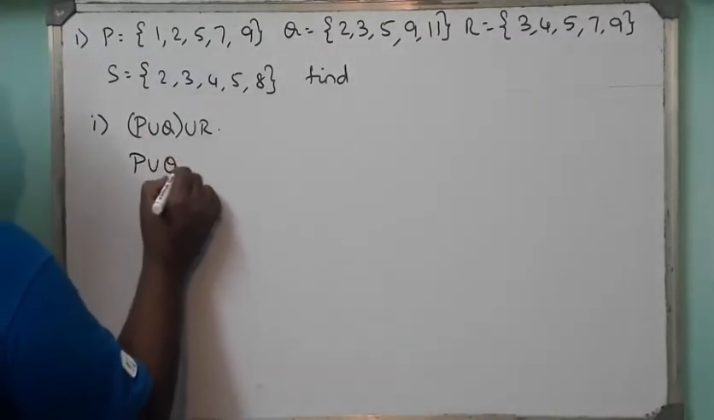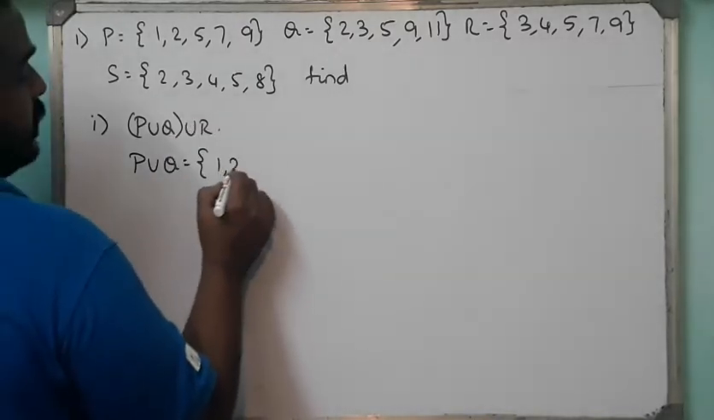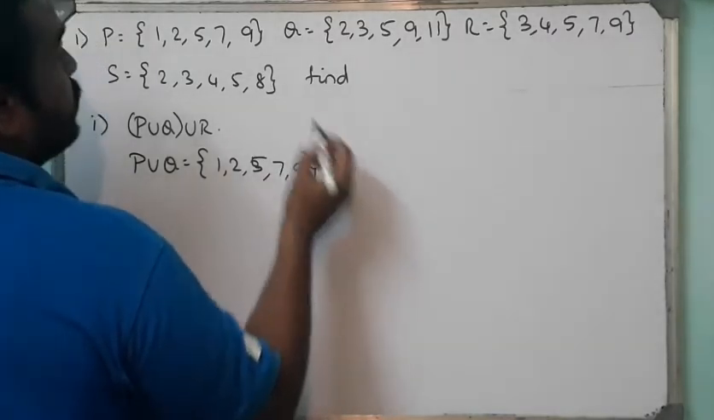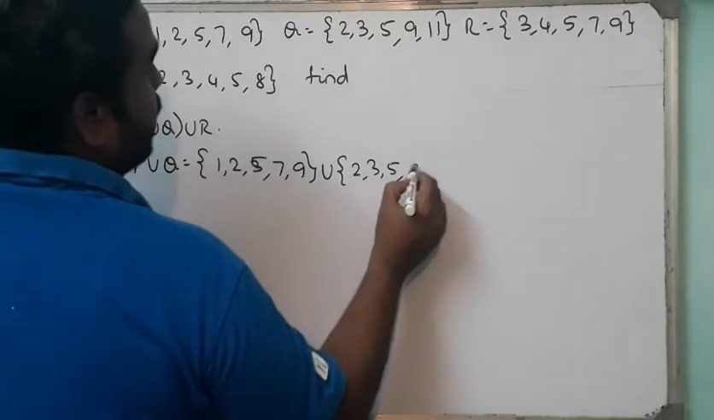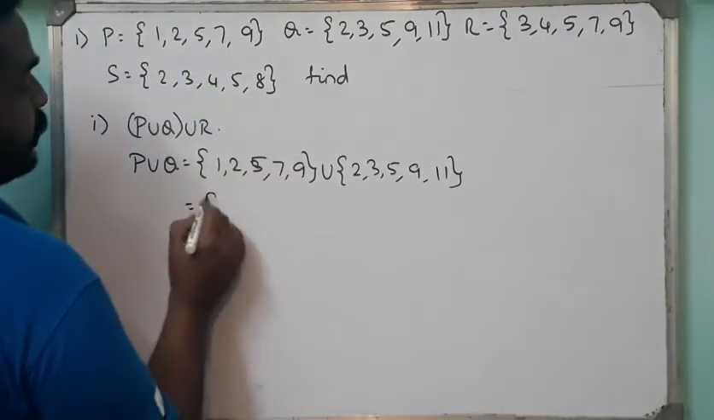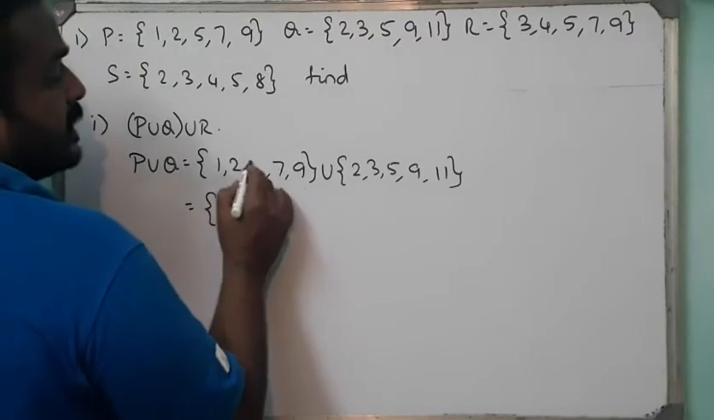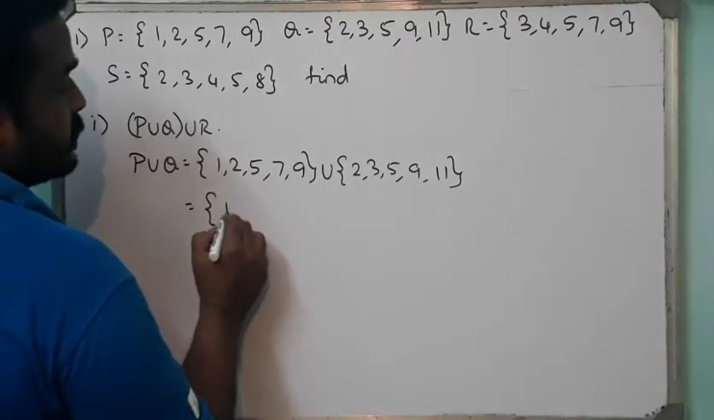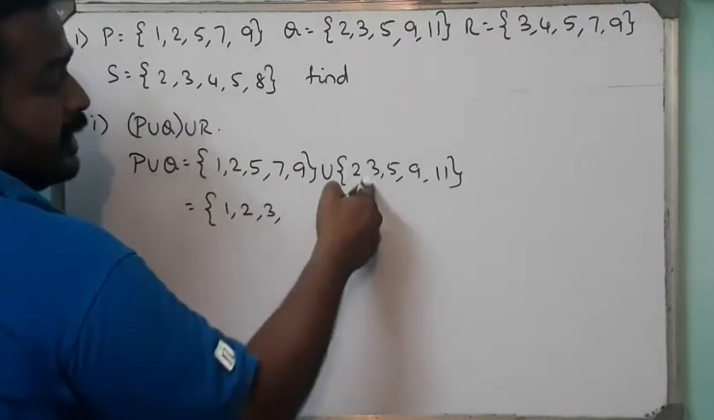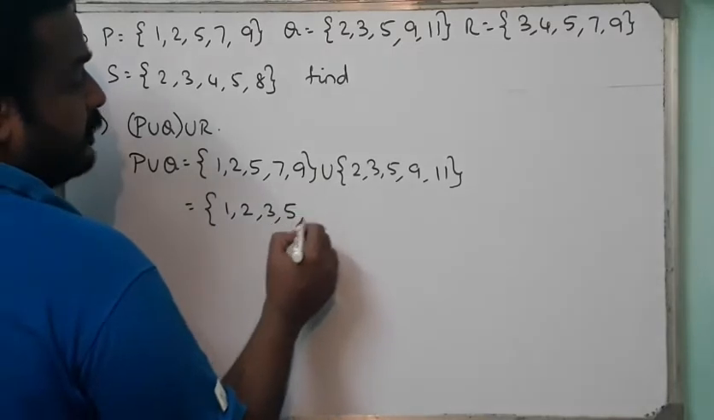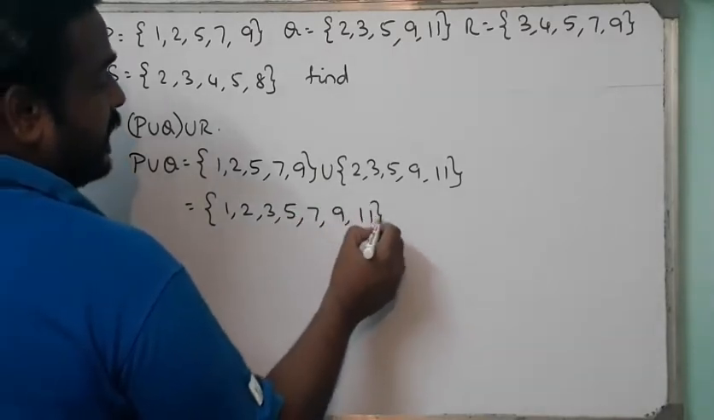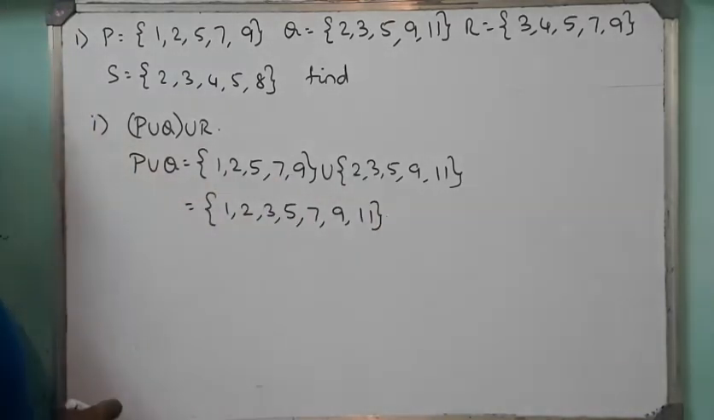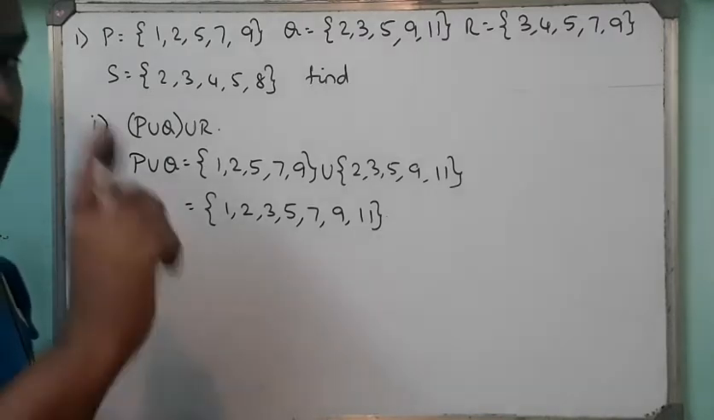P union Q equal to, write the P set, 1, 2, 5, 7, 9 union Q set 2, 3, 5, 9, 11. If you take the union of these two sets, what will you do? You have to take the elements present in these two sets and write them, provided an element appears only once and is not repeated twice. So 1, 2, 3 are here, I took 1, I took 2, 3 is here, then 5, 7, 9 and 11. 1, 2, 3, 5, 7, 9, 11. That's all. The elements present in the two sets are written, provided each element is written only once.